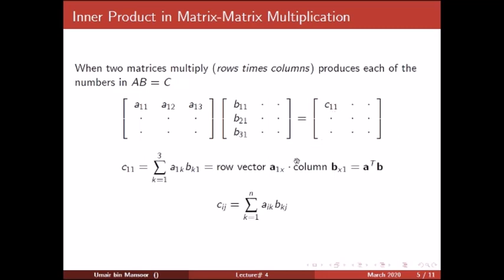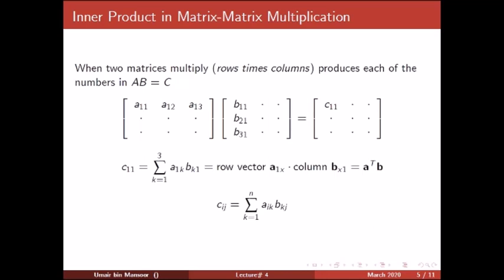So you can see that in matrix multiplication, you are actually taking the inner products of the rows of one matrix and the columns of the other matrix. So let me make one thing clear.